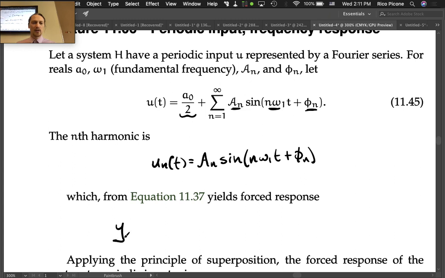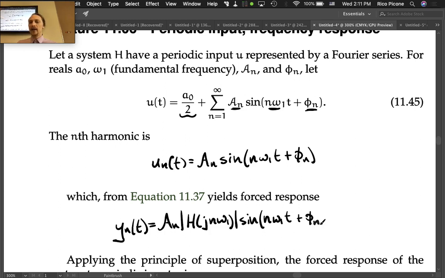So y_n equals script A_n. So the input amplitude comes to the output amplitude, but it gets scaled now by the magnitude of the frequency response function at the frequency of that input, which is n omega 1, times, once again, a sinusoid at the same frequency as the input, plus the input phase, phi_n, plus the phase of the frequency response function evaluated at the frequency n omega 1.